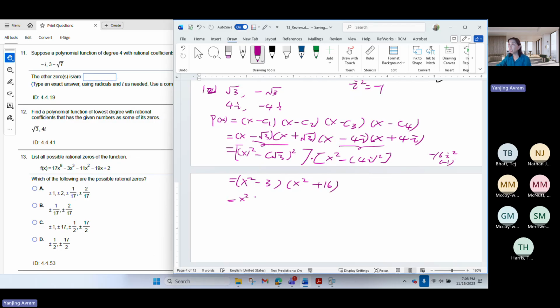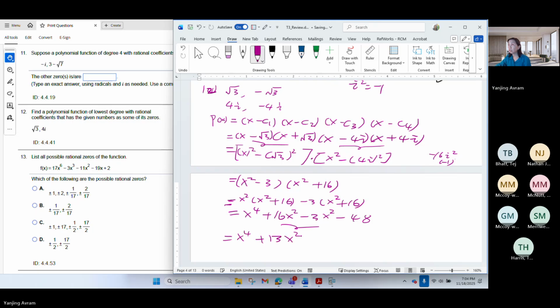Then we use x squared times the whole second parenthesis, minus 3 times the second parenthesis, and expand this whole thing to get a polynomial. So this will be x to the 4th, plus 16x squared, minus 3x squared, minus 48. These two are like terms, so we combine them together. That is my polynomial. If you solve this polynomial, you are going to have these 4 solutions: square root of 3, negative square root of 3, 4i, and negative 4i. Any questions?